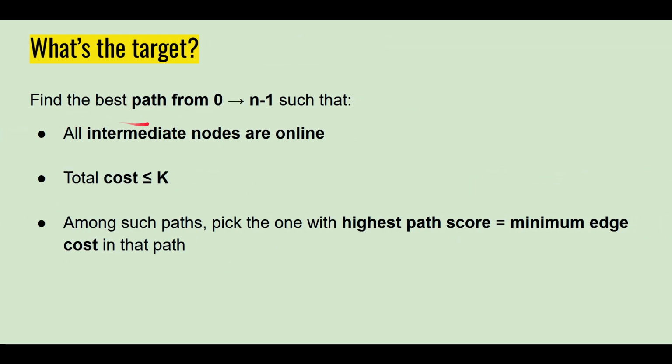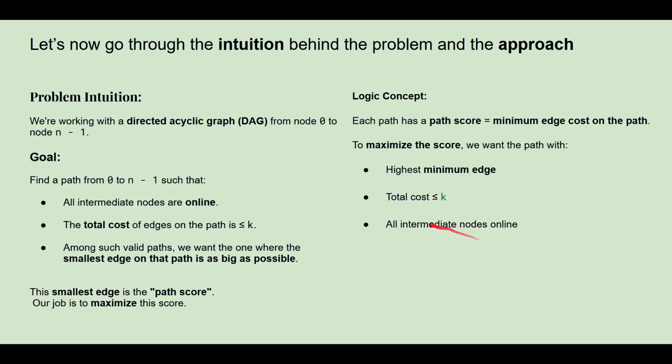Our goal is to find the best path from 0 to n-1 in such a way that all the intermediate nodes are online and its cost should be less than or equal to k. It is also saying, among such paths, pick the one with the highest path score, which is equal to the minimum path cost. Can we say that? So now let's understand the intuition behind the problem and the approach.